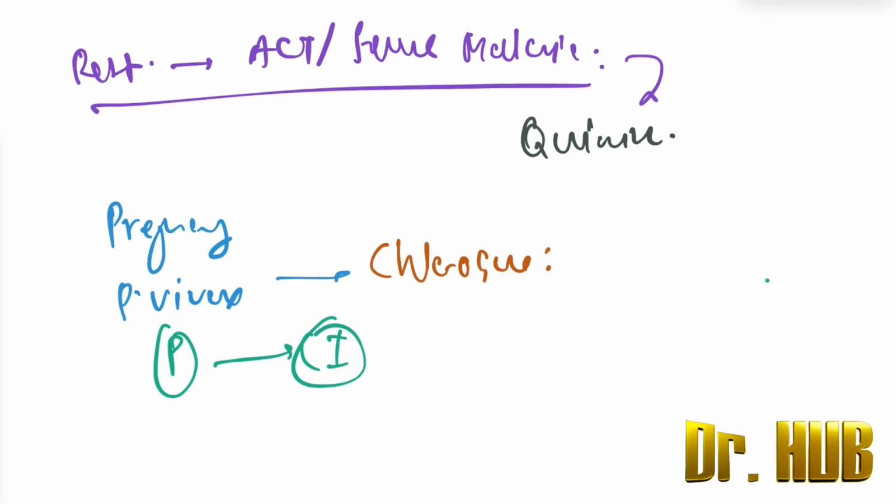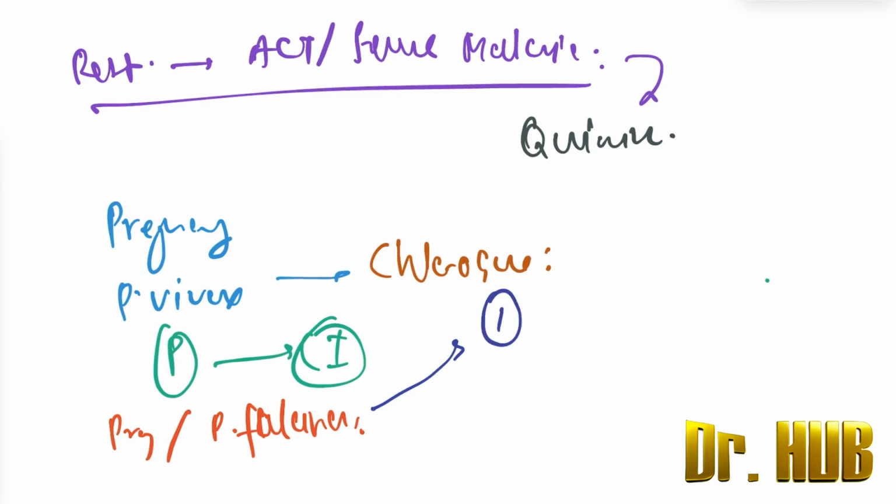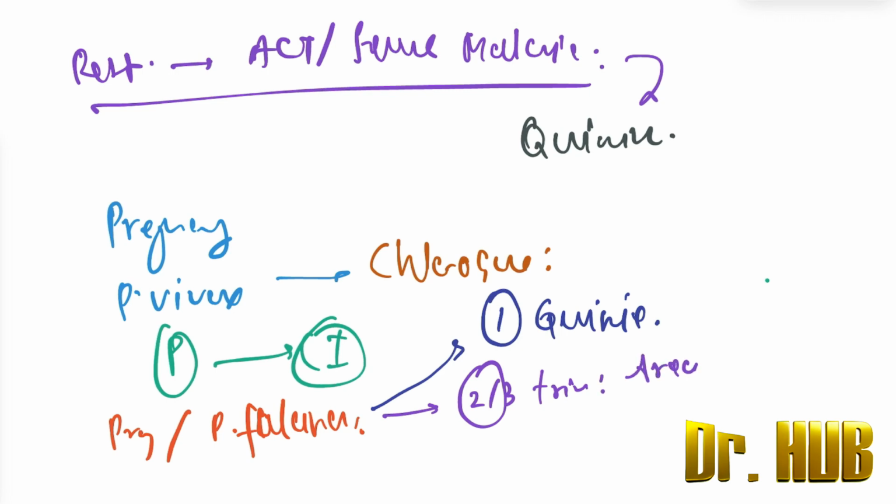Then we move on to pregnancy as well as Plasmodium falciparum. In case of the first trimester, it is quinine, and in case of the second and third trimester, it is ACT, and in case of primaquine dose, it is contraindicated. So this was all about the treatment of malaria.